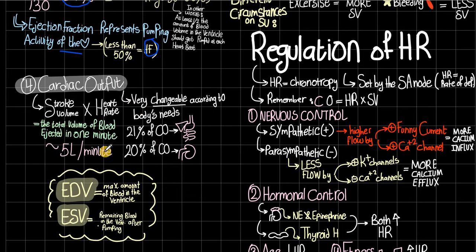So for example, if we are at a resting state, the kidney will take 20% of the cardiac output, and it's actually the organ that takes most of the cardiac output. The digestive system will be taking 21% of the cardiac output, and this is very changeable. So if we are exercising, the cardiac output to the digestive system will be much less, and it will increase to the skeletal muscle, and so on.